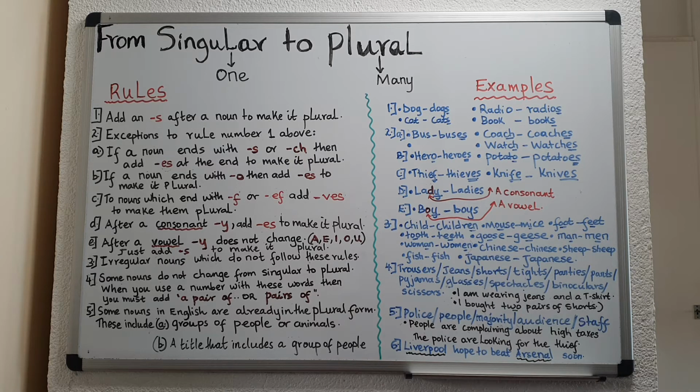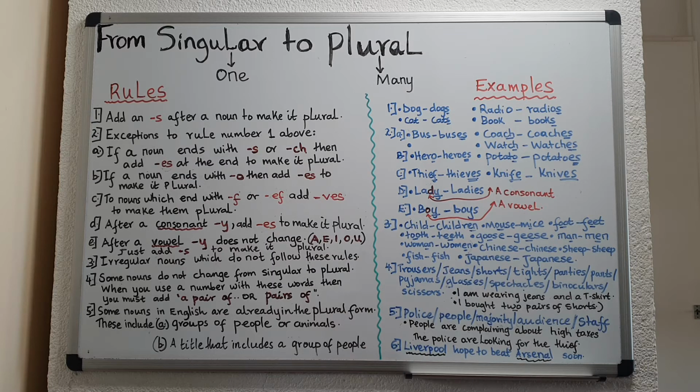If a noun ends with an S or CH, then add ES at the end to make it plural. So, when you have a noun that ends with an S or it ends with CH, to make it plural, add ES at the end of it. How do you do that? Let's look at examples 2A on the right.